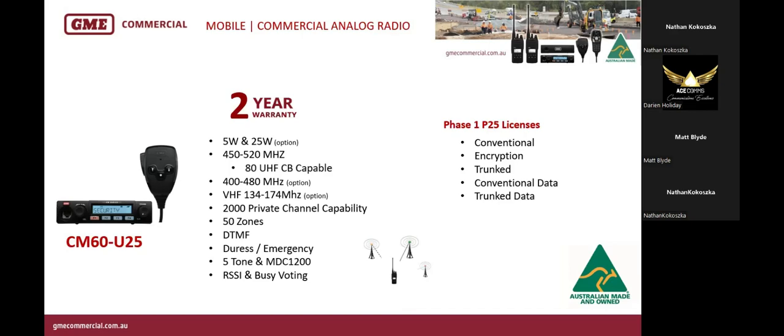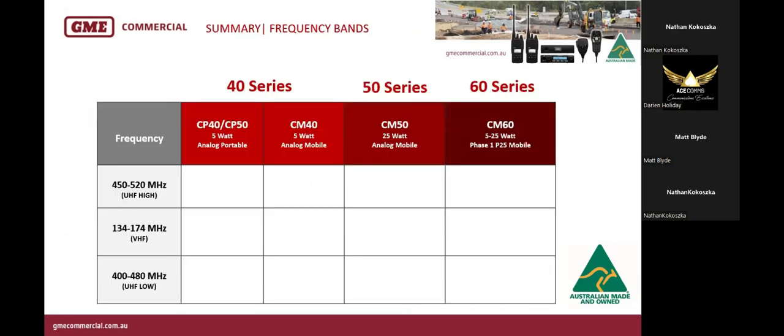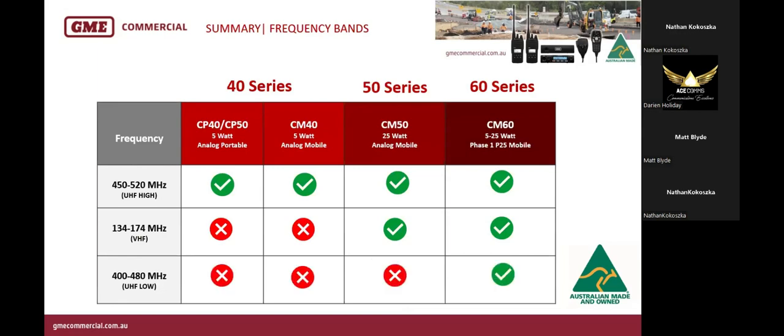All right, so in summary, with the frequency bands across the different range, 450 to 520 is available across all of our portables and mobiles. VHF: currently, no plans for a VHF portable in the current CP40, CP50 form factor. CM40, we don't have a VHF and no plans to. VHF is on the CM50 and CM60. And if you're after UHF low, currently that's only available on the CM60. If there's a big calling for it, then we could look at introducing a CM50 version of that in the future.